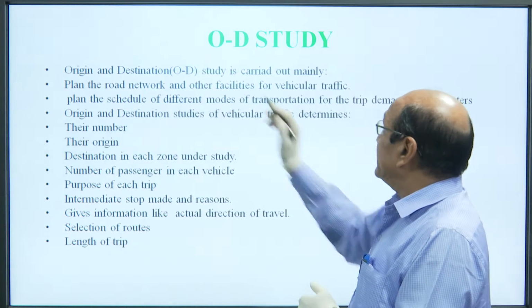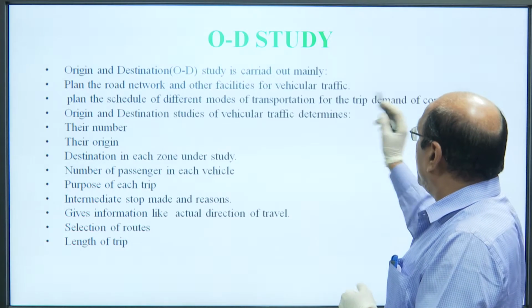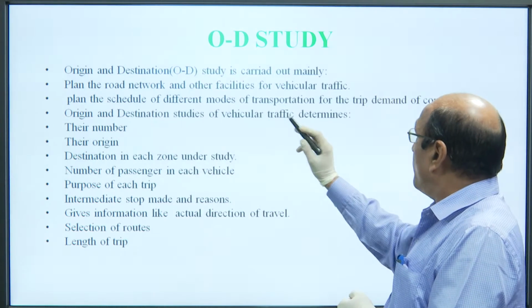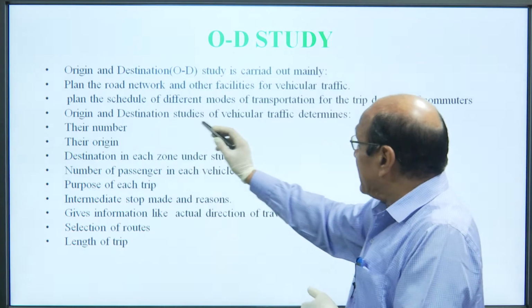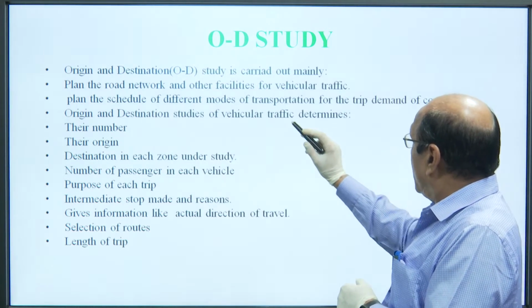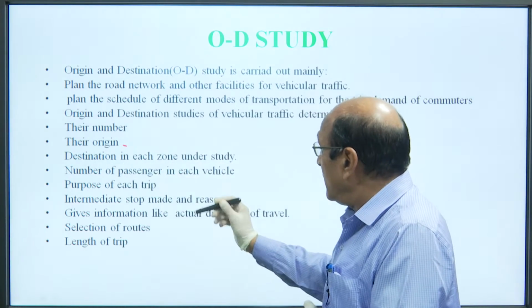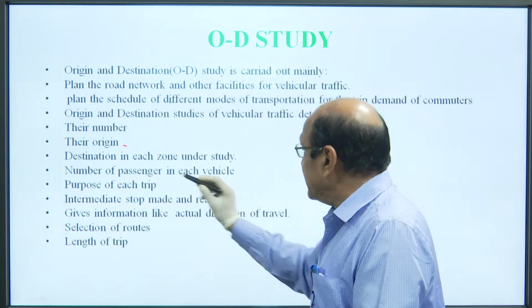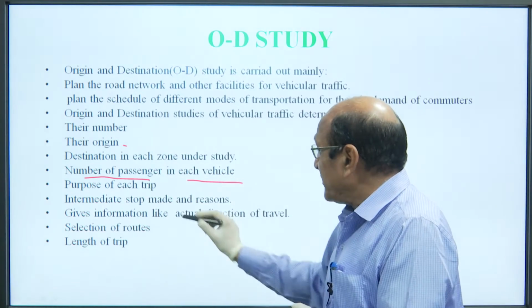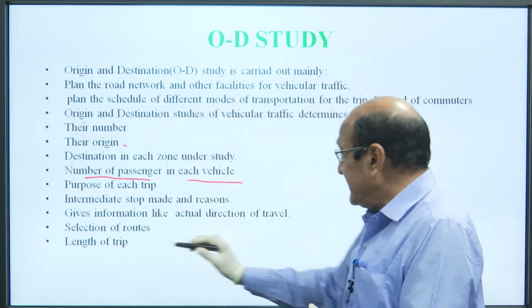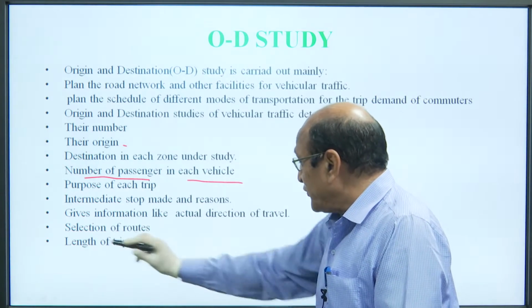Now, coming to the origin and destination study, it is carried out mainly to plan the road network and other facilities for vehicular traffic, and to plan the schedule of traffic and mode of transportation for the trips of the commuters. Origin and destination study of vehicular traffic determines their numbers, their origin and destination in each zone under study, number of passengers in each vehicle, purpose of each trip, intermediate stops made and reasons. It gives information like actual direction of travel, selection of routes, and length of the trip.